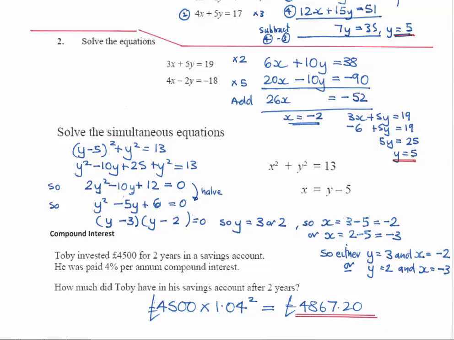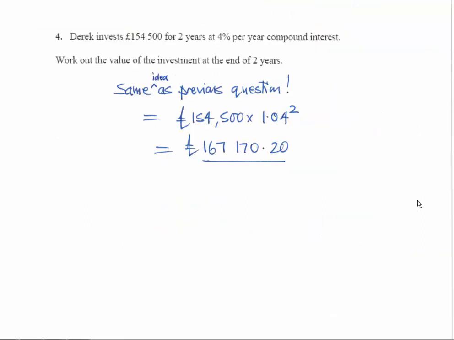Okay, moving on. This one here you should be fairly comfortable with because it's what we've been doing very recently. So it's 4,500 for 2 years in a savings account. If it's 4% per annum compound interest, your multiplier is 1.04 to the power of 2 because it's 2 years. Here's your answer. Remember to write it as pounds because it's money.